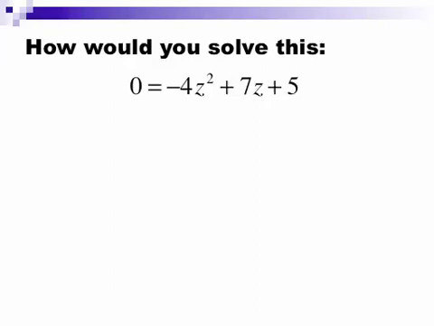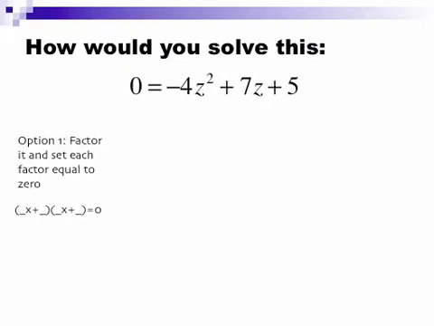In this section, we're going to learn another method to solve an equation that looks like this. Here I give you the example, 0 equals negative 4z squared plus 7z plus 5. What are the different ways we have that we could solve this? Well, one option is we could try and factor this into two binomials multiplied together, and then we could set each factor equal to 0 using the zero product property.